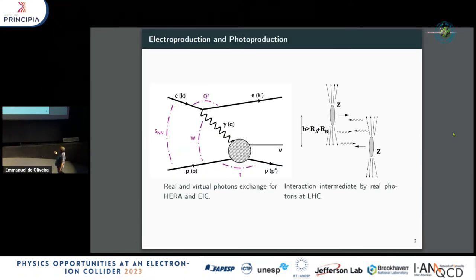So basically, this is the diagram of electroproduction. And this photon can be real or virtual. This typically will happen in electron-proton collision, okay? So it's here in EIC. But we can also produce the same vector mesons in nucleus-nucleus collision or nucleus-proton collision, because the nucleus has a lot of charge, and this charge is squared to produce the photon flux. And this can be studied at the LHC. And in this case, the photon will be real, okay? So we will not have a hard scale from the photon.